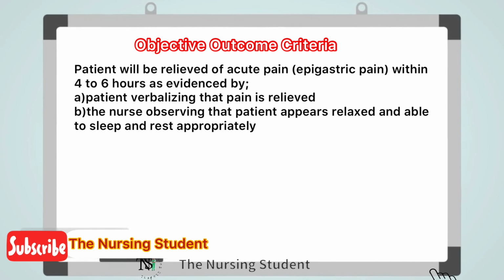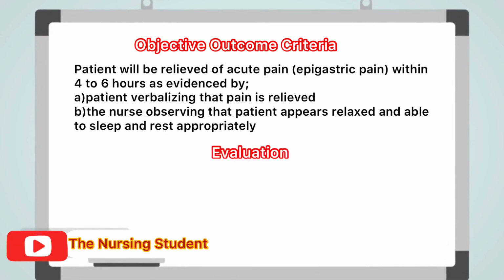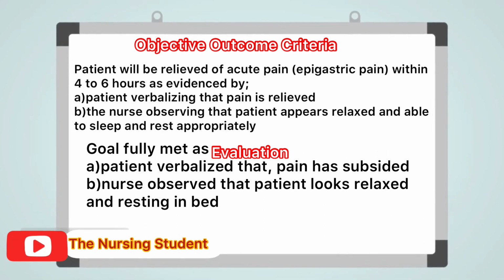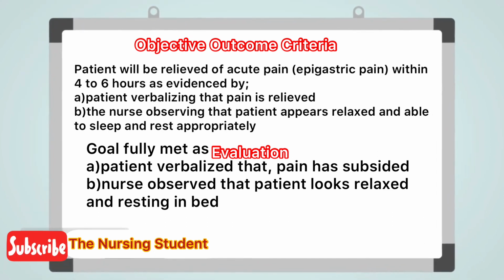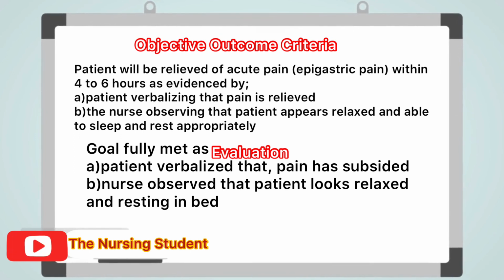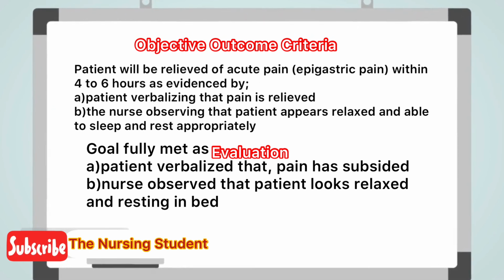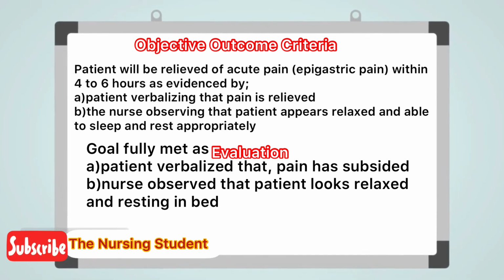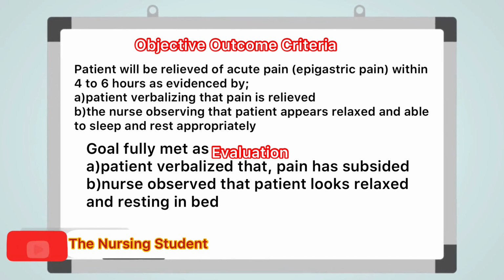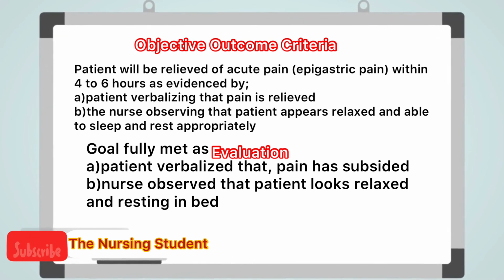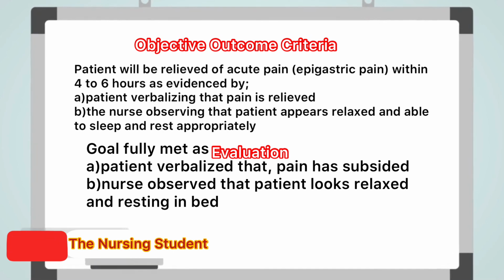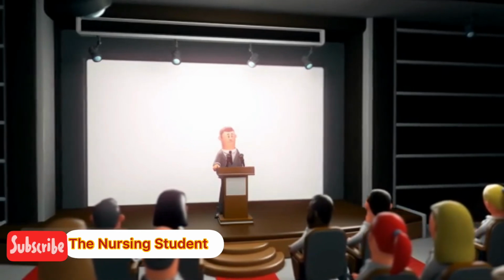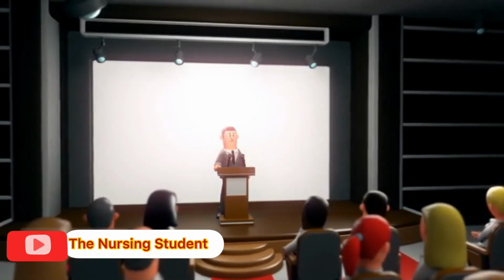So if the goal was fully met, what shows it? In the first section, the patient verbalized that his pain has subsided, or the patient verbalized that he has been relieved of his pain. Are you okay with that? And then the nurse also observed that the patient appeared relaxed and resting, or the patient's facial grimacing was gone and he looked cheerful or happy. That shows that indeed you have seen and you have evidence to tell us that the patient's problem has been solved.